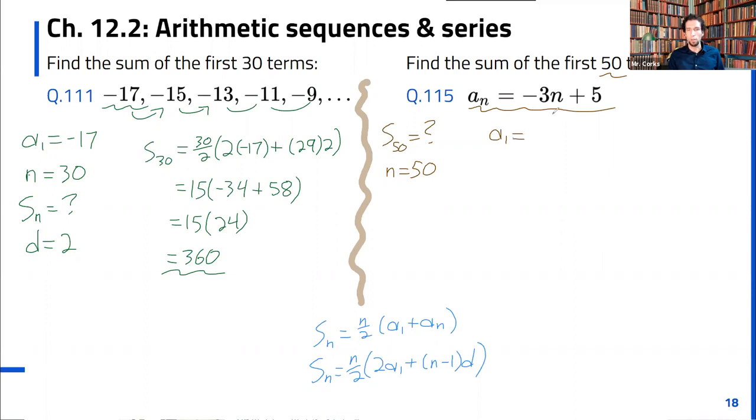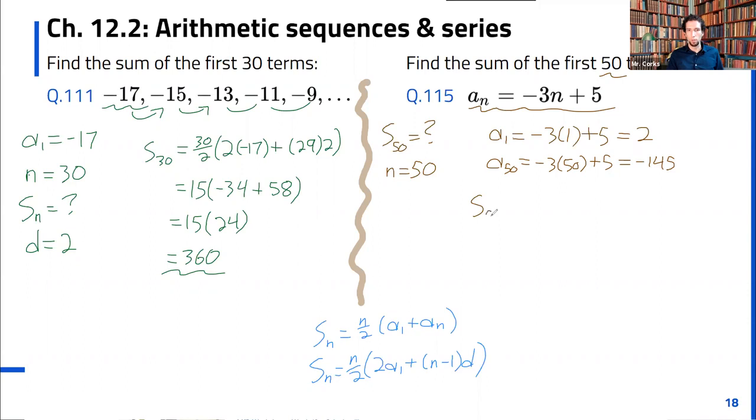So a1 is going to be equal to -3 times 1 plus 5. So -3 plus 5 is 2. a50 is going to be -3 times 50 plus 5. -3 times 50 is -150, plus 5 is -145.